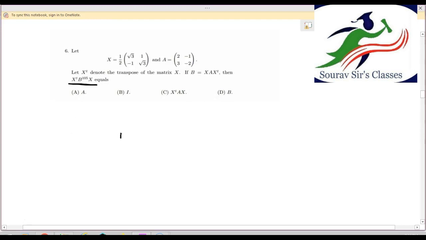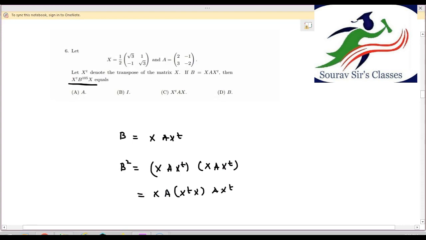Now, first of all, it is given that B equals X A X transpose. So first of all, let us find B square. B square equals X A X transpose into X A X transpose. Now we know that matrix multiplication is associative, so we have to find out the value of X transpose X first.